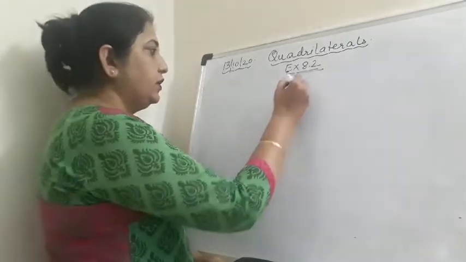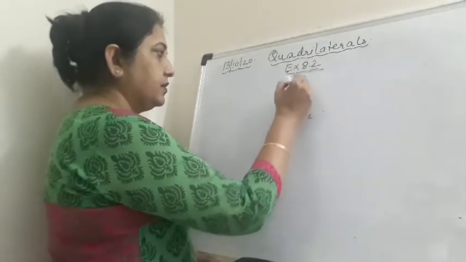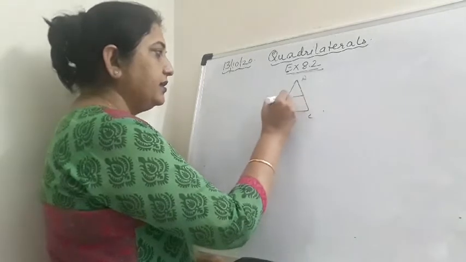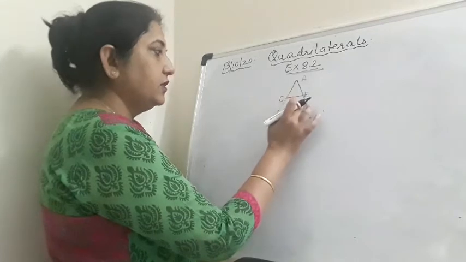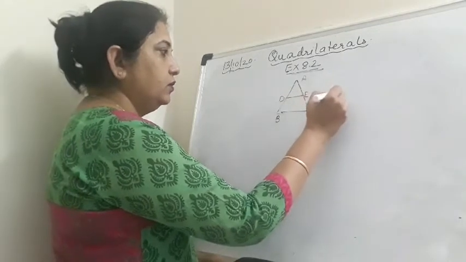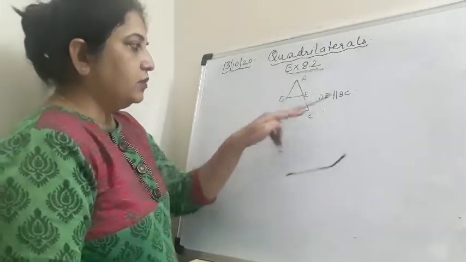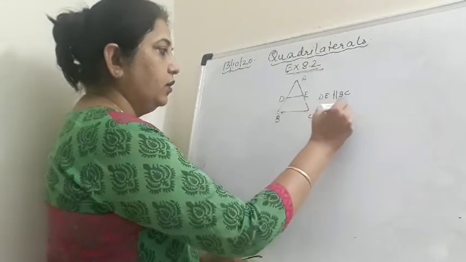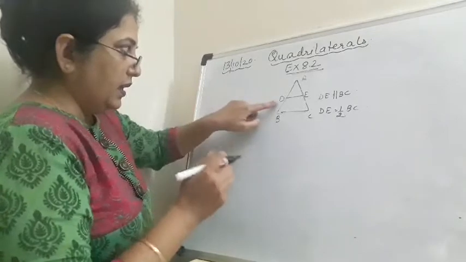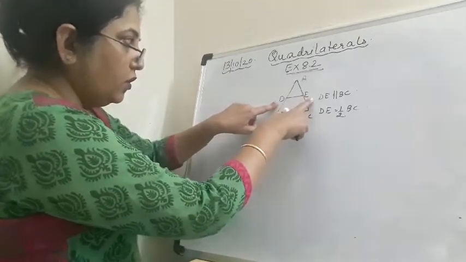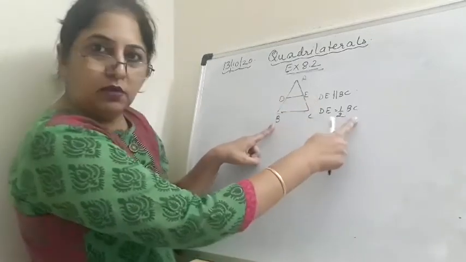According to the midpoint theorem, if in a triangle a line segment joins the midpoints of two sides of the triangle, then that line segment is parallel to the third side and is equal to half of the third side. So I repeat, the line segment joining the midpoints of two sides of a triangle is parallel to the third side and is equal to half of it.